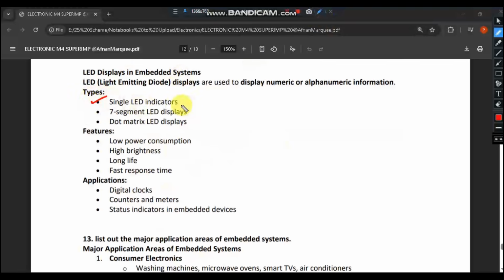There are types of LED displays: single LED indicator, 7-segment, dot matrix. It is nothing but a light emitting diode. It is used to display numbers or alphanumeric information. Features are low power consumption, high brightness, long life, and fast response time. Applications are in digital clocks, counters, meters, status indicators, and embedded devices.